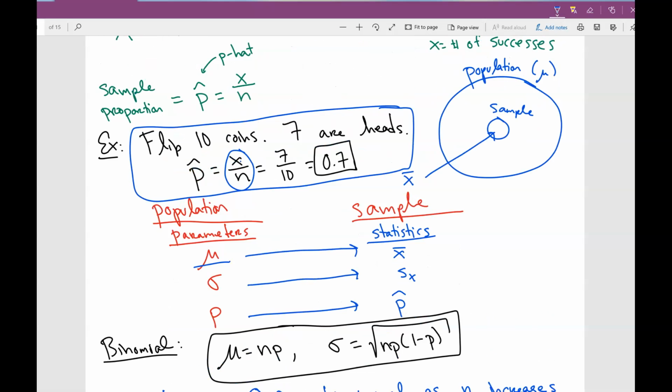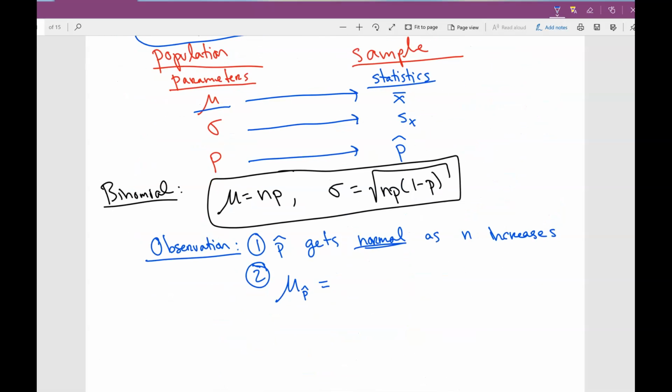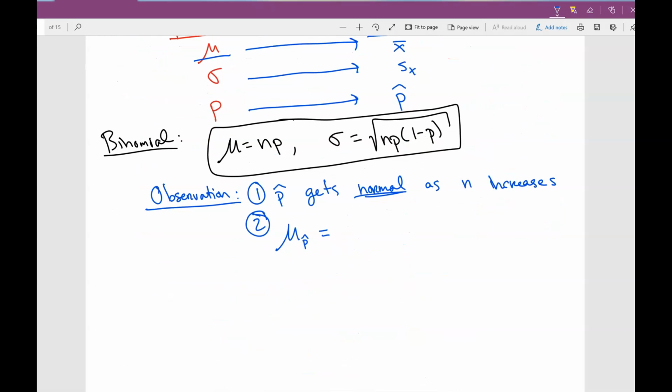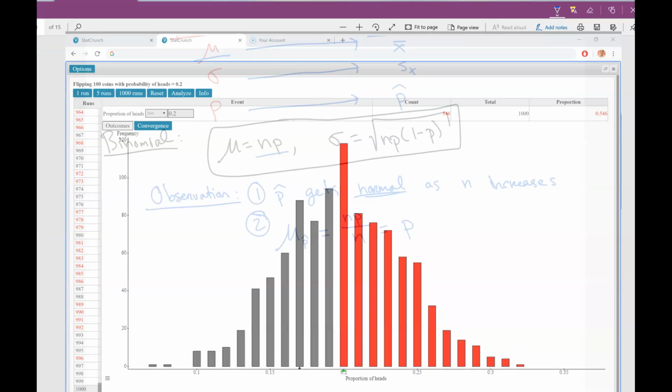X in this case was a binomial distribution. The mean for a binomial distribution was np, so it will be np divided by n. Notice that the n's go away, so I'm left with p. This makes sense because if you look at the simulations, here it was 0.2. The expected amount of heads I can get is about 20%, and you can see at 0.2 you have the highest bar, which is basically our p.